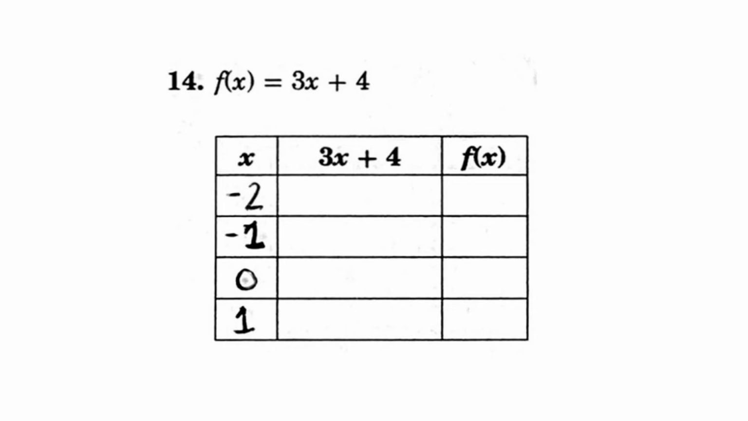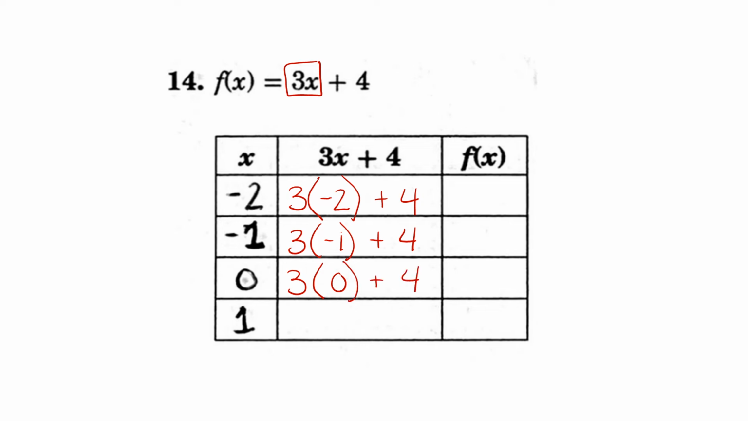For number 14, we have the equation 3x plus 4. The 3 and the x side by side means multiply, so set up your multiplication problem. 3 times negative 2, and the plus 4 at the back. 3 times negative 1 with plus 4 at the back. 3 times 0 with plus 4 at the back. And then 3 times 1 with plus 4 at the back.